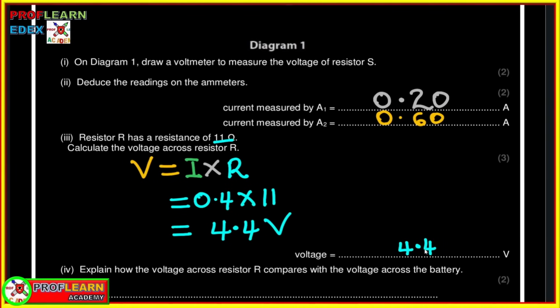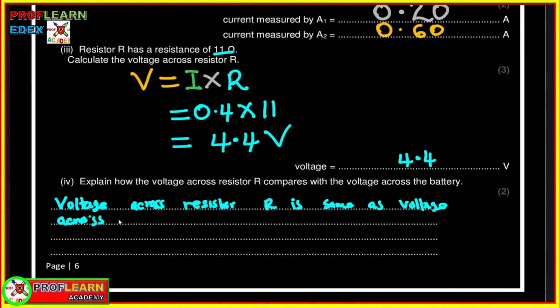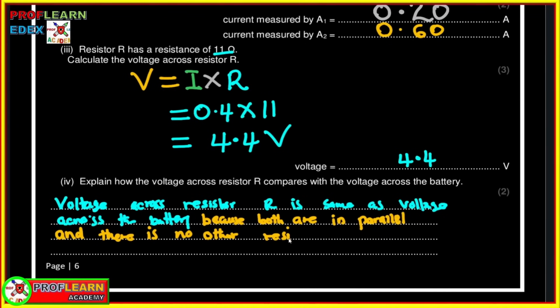Now, we're supposed to explain how the voltage across resistor R compares with the voltage across the battery. You're going to realize that since both of them are parallel to each other and there is no other resistive component, they are going to have the same voltage. So that's why we're saying the voltage across resistor R is the same as the voltage across the battery, because they are both parallel and there is no other resistive device in the loop of the two components.